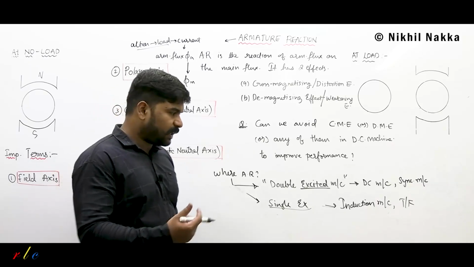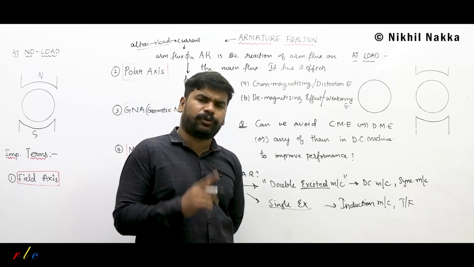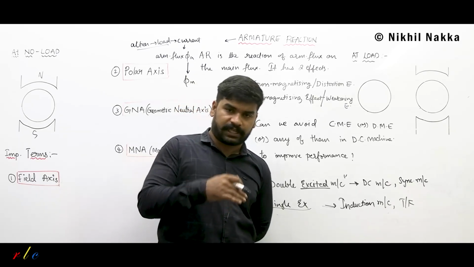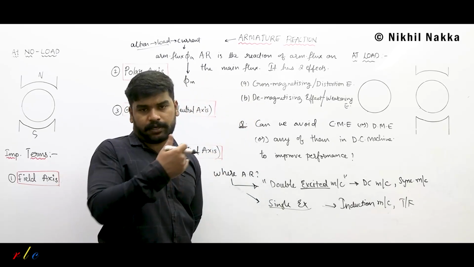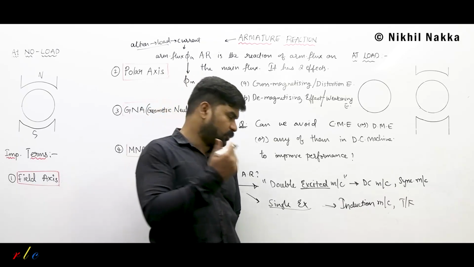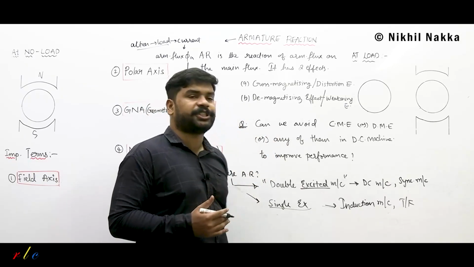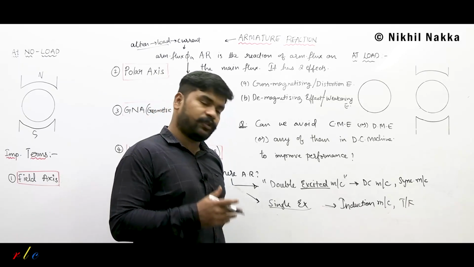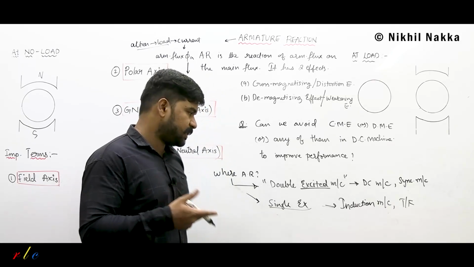Why? Because for a transformer, how many supplies do you give? You give only one supply on the primary side, that's it. And that primary supply itself will set up the working flux in the core, and transformation action will go on. Similarly, in an induction machine, do you give some supply to the rotor? Absolutely no. You just give a 3-phase supply to the stator, that's it.